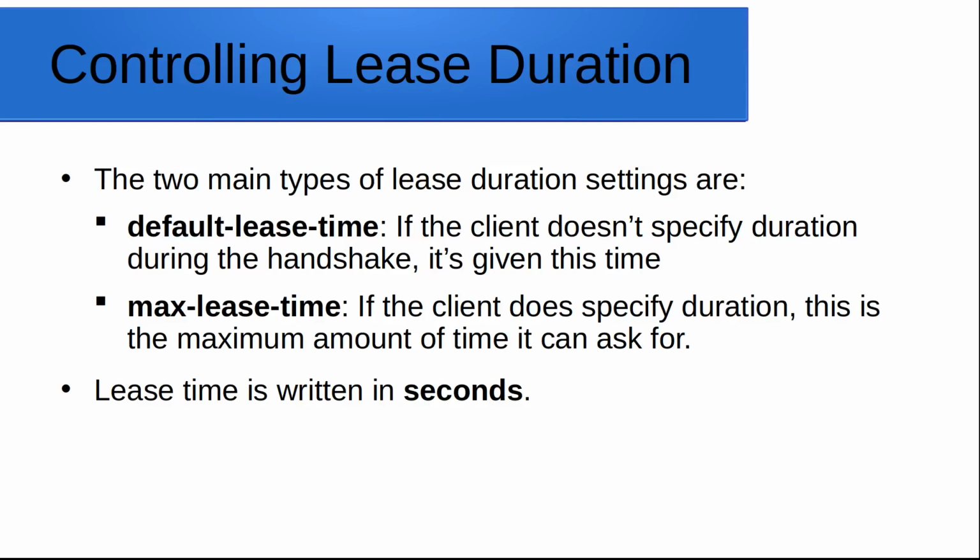Lease time, there's two ways you can set this. The default lease time, so if the client doesn't specify the duration during the four-way handshake, it's a four-way handshake with DHCP, then this is the amount of time it has the address for. And the maximum lease time, again, if the client doesn't specify, this is the maximum amount of time the address can be reserved for, and this is written in seconds.